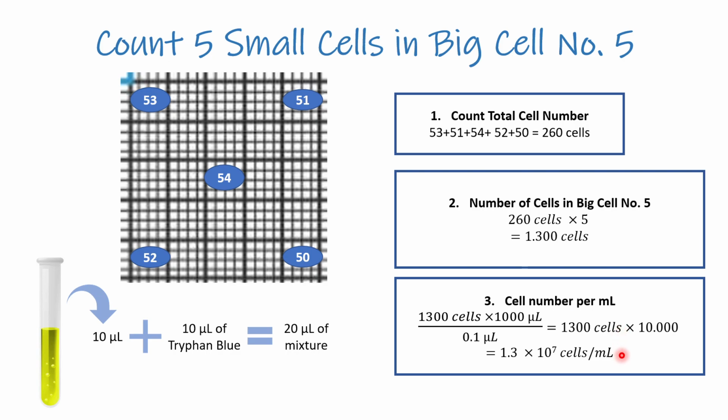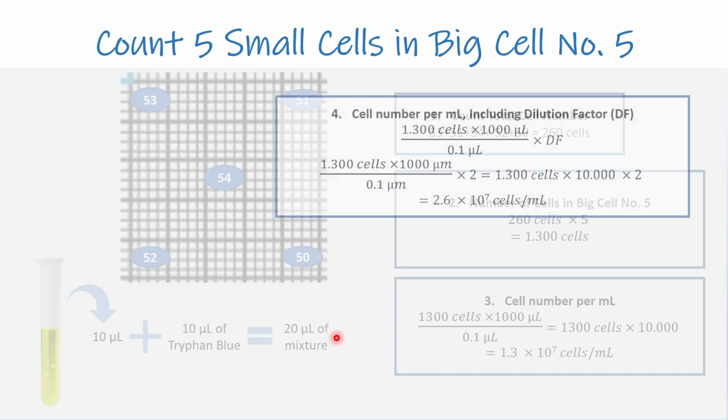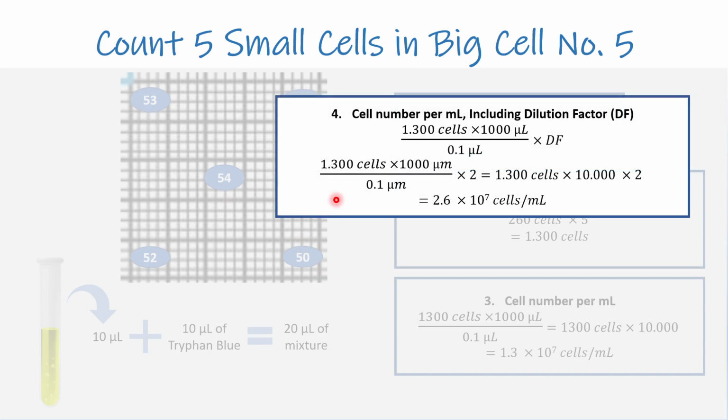Okay, but remember, we have a dilution factor here, right? We've diluted our 10 microliter sample into a 20 microliter mixture because we added 10 microliters of trypan blue. So this is actually the number of cells in this one, the diluted version of our initial sample. So do not forget, we need to add the dilution factor into the formula.